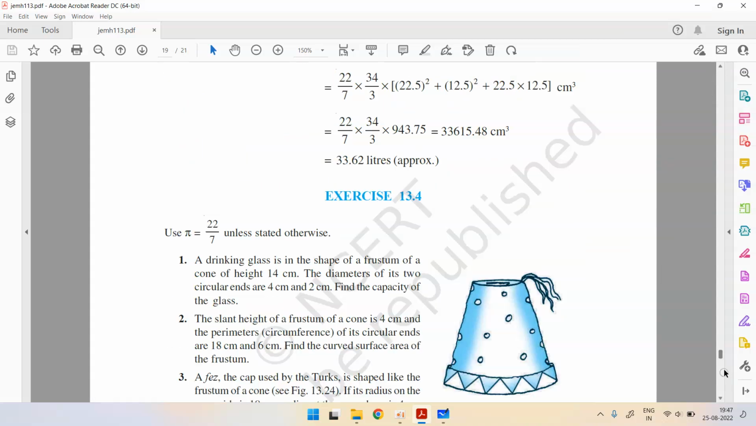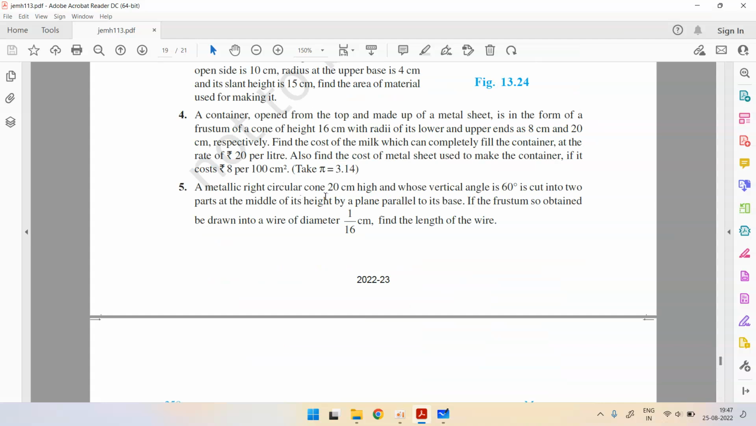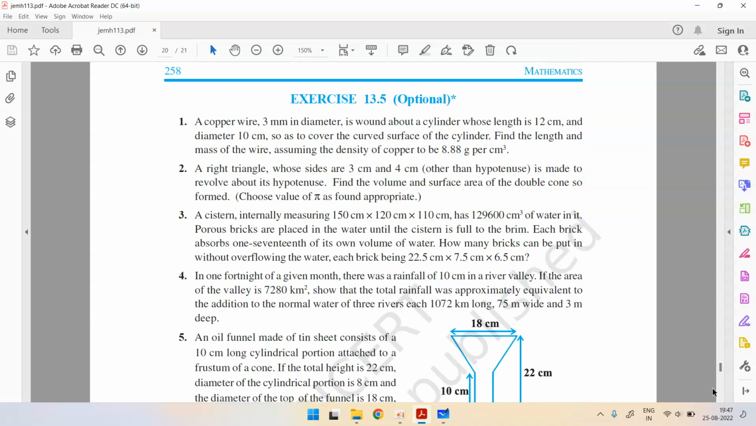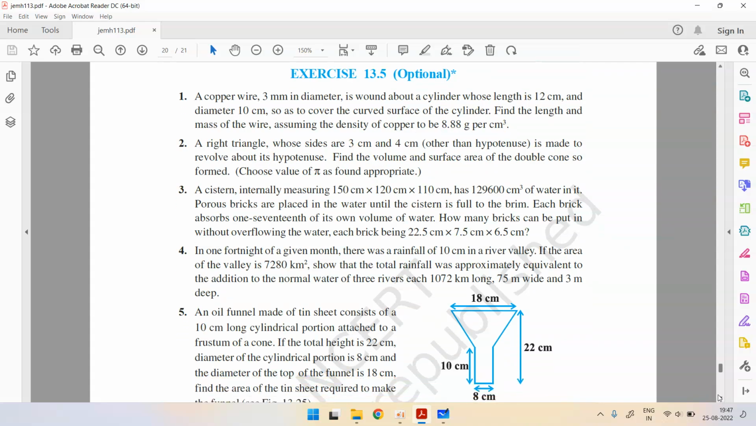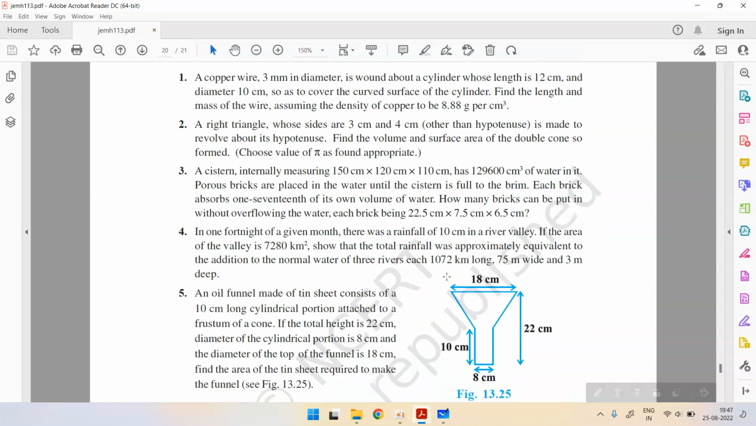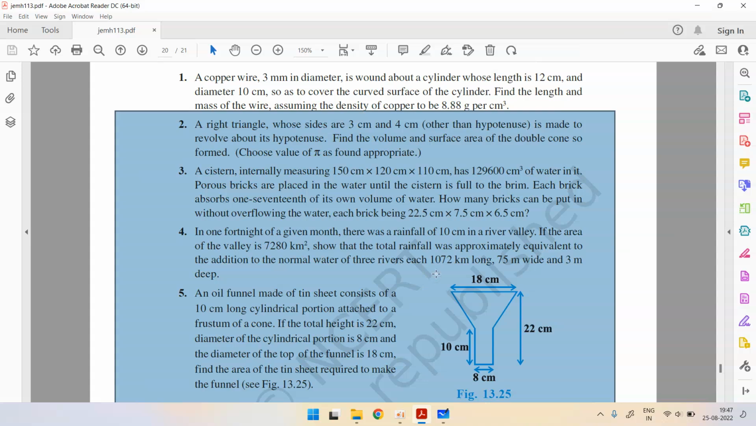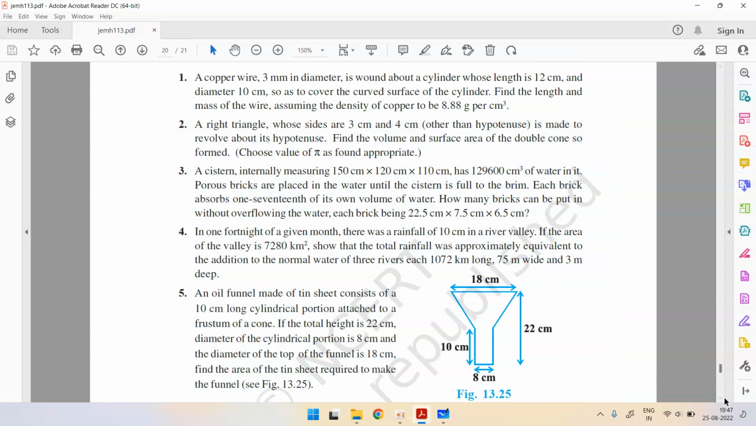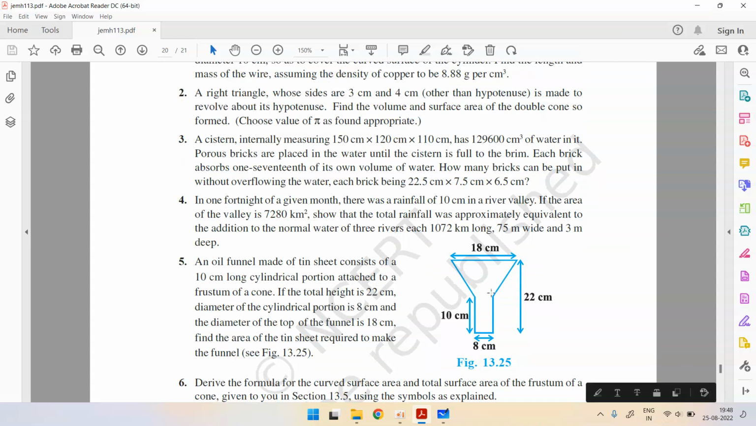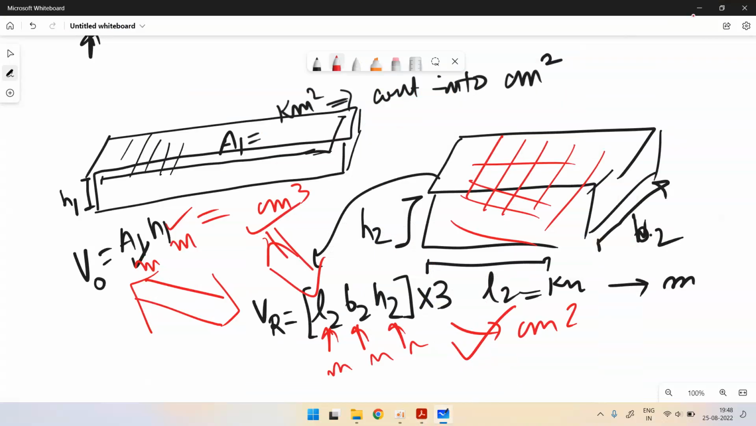Next is a metallic right channel. Fifth question. The oil funnel tin consists of a 10 centimeter long cylindrical portion attached to a frustum of a cone. See, the diagram is shown. If the total height is 22 centimeter, diameter of this is 8 centimeter, and diameter of the top is 18, find the area of the thin sheet required to make the funnel. This is a simple question.